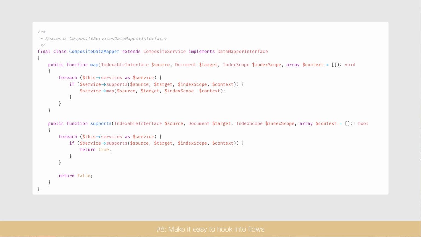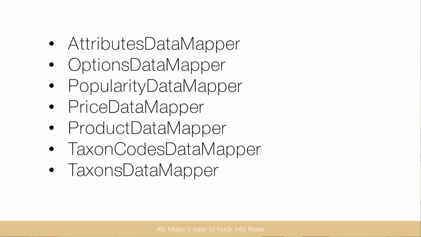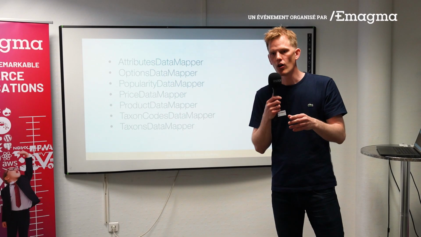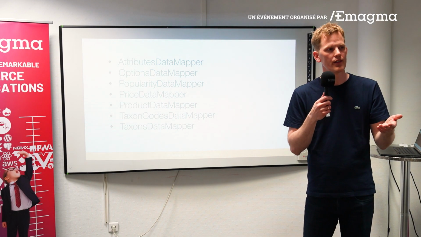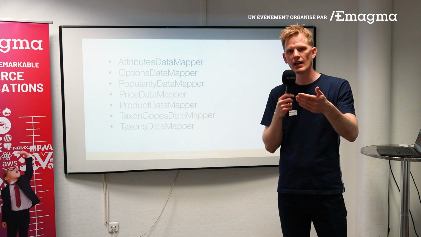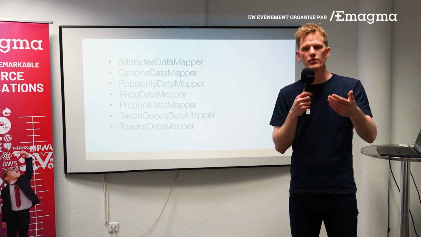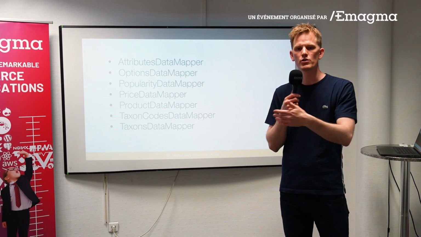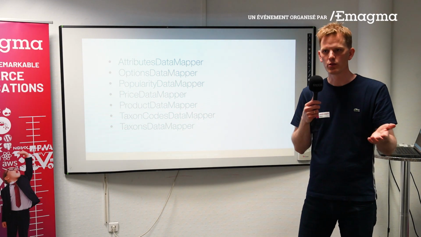So when a product is coming in here, there'll be some data mappers that each have their own responsibilities. There'll be some for populating the tags and codes, the product data, attributes, whatever you need. Also, if you want another property on this document, you'll just add it, and then you'll implement the data mapper interface, which will be registered automatically, and it'll just work.